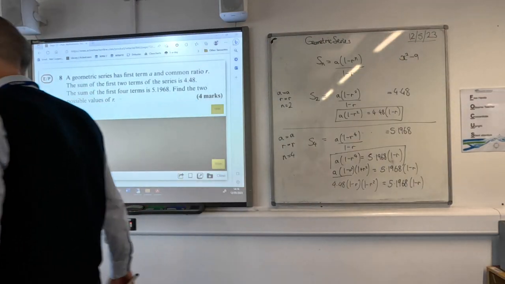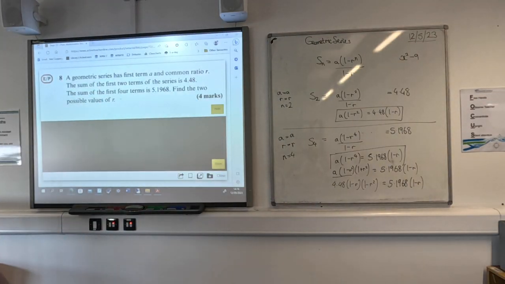Now we have to do a little bit of a cheat at this point and assume r isn't 1 for the next step to work. Let me give you a minute just to have a think about how you can do that next step. There's some cancelling, and then there's another difference of 2 squares in there. Can you spot it?